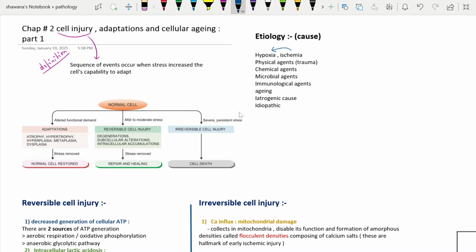The second cause is physical agents, for example trauma or any other physical injury or road accidents, etc. Chemical agents like toxins, benzenes, carbon tetrachloride; microbial agents like viruses, bacteria; immunological agents, where our own immune system attacks our cells. Aging, iatrogenic causes, which are caused by the physicians or doctors themselves, and idiopathic, of unknown cause. These are some etiologies, just a brief overview of them.